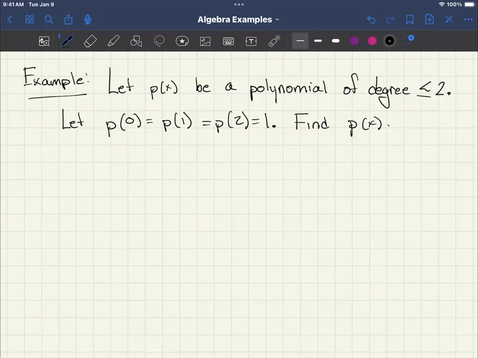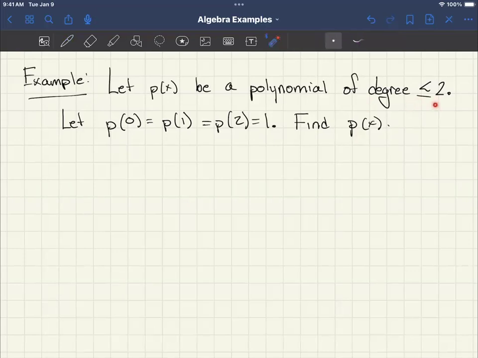I'm Dr. Finch. I wanted to show you this fun little problem that I came across where we're looking for a polynomial of degree less than or equal to 2. We have some information on what our polynomial does, and our goal is to figure out what that thing looks like. Okay, so let's start off.